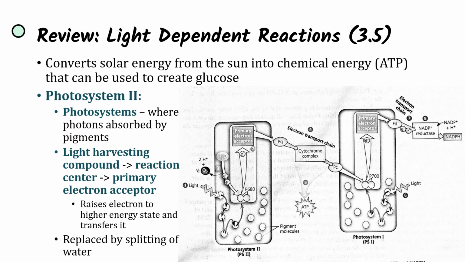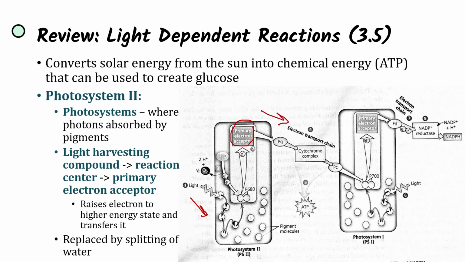And what's going to happen is photosystems are just where photons or light energy are absorbed by pigments. And once light hits the photosystem 2, it's going to result in an electron placed into a higher energy state. This electron is going to jump around the light harvesting compound until it reaches the reaction center and later the primary electron acceptor of the photosystem.